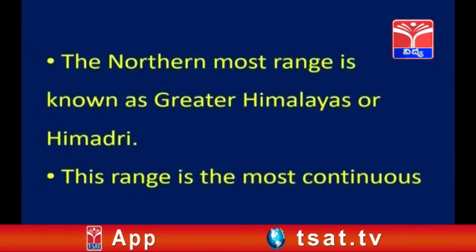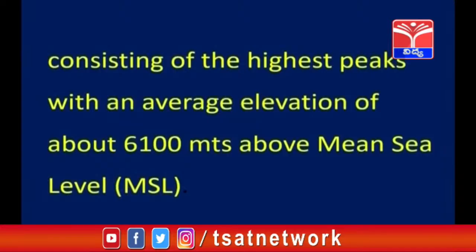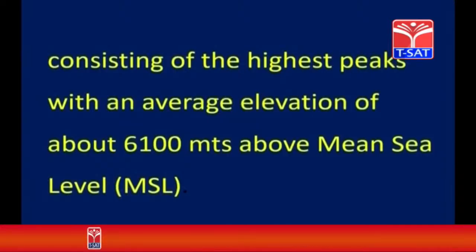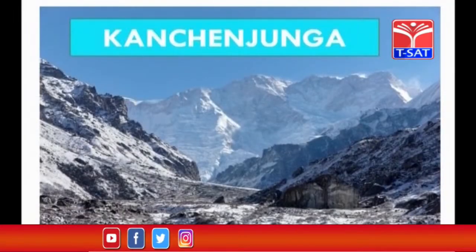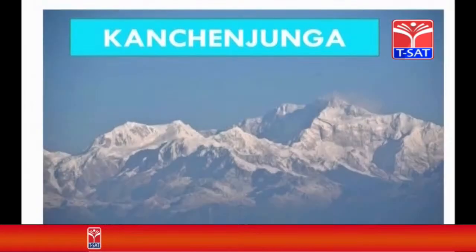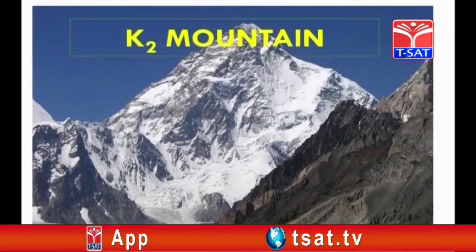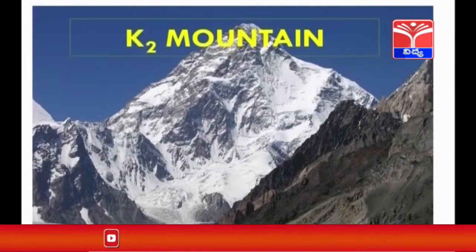The northernmost of the ranges is known as the Greater Himalaya or Himadri. This range is the most continuous range, consisting of the highest peaks, with an average elevation of 6,100 meters above mean sea level. We can see many of the highest peaks located in this region. One of the important ones which belongs to India is Kanchenjunga, and this is the picture of Kanchenjunga. The K2 mountain peak in Jammu Kashmir is also located in this region.